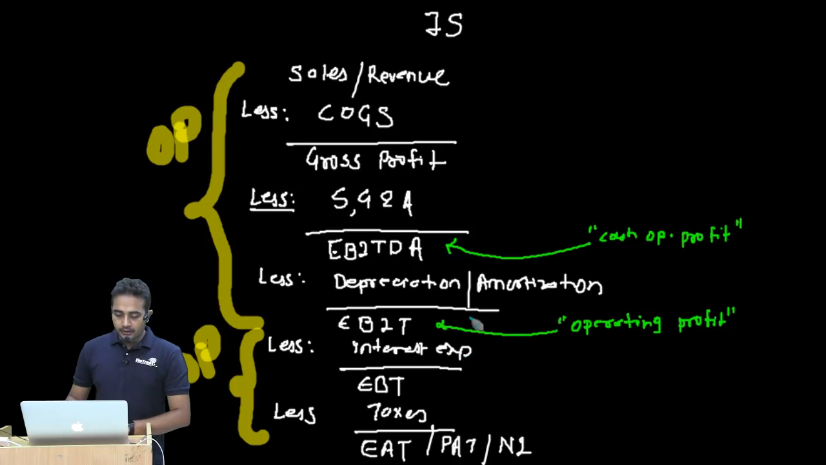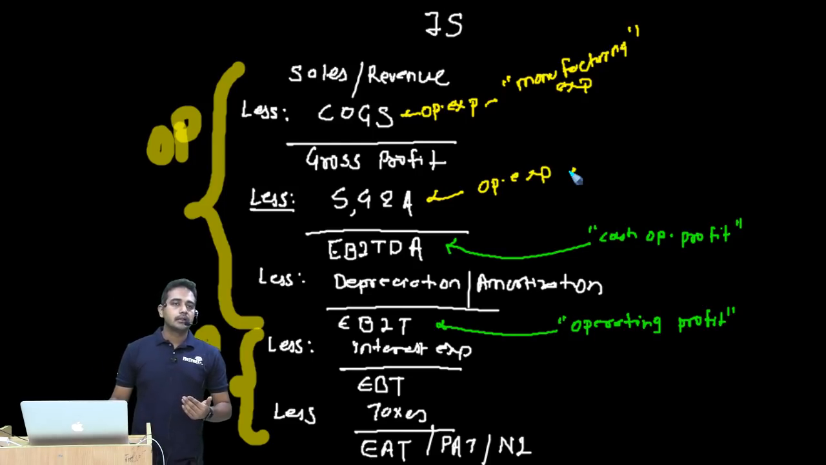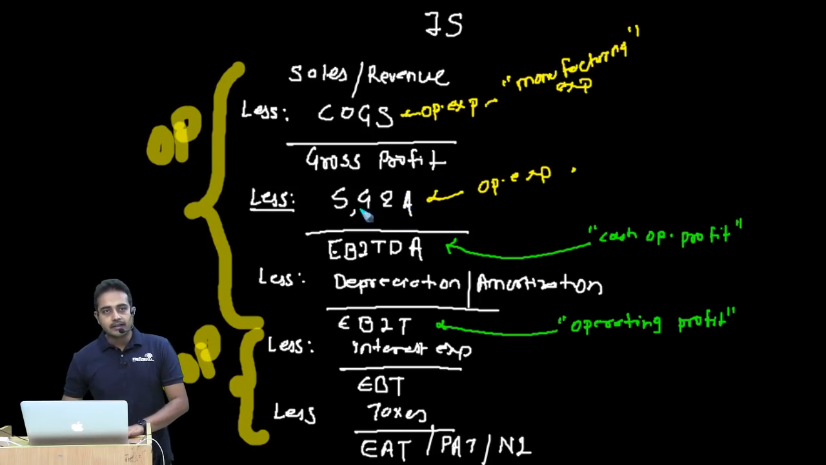So most importantly, interest is considered as a non-operating expenditure. Okay, so COGS is a operating expenditure. Why? Because it is with respect to your manufacturing. So manufacturing expenditure. Then SG&A is operating expenditure. What does it include? It includes, let us say, sales cost, distribution cost, advertisement cost, salary paid to the employee. So all other business related expenditure goes into SG&A.